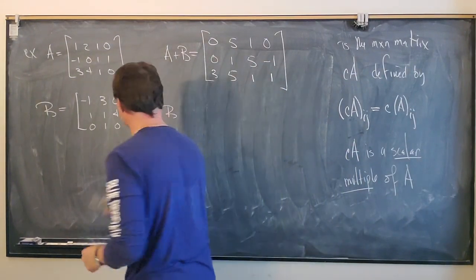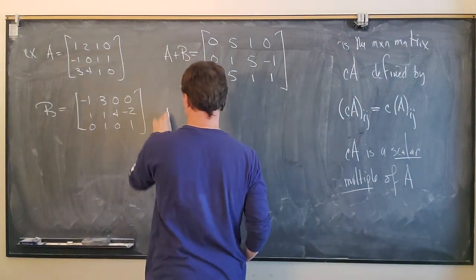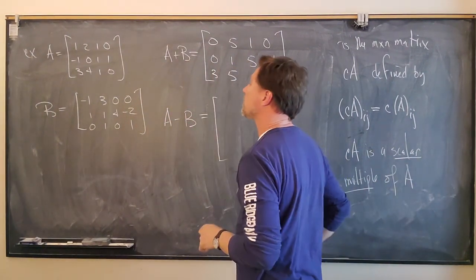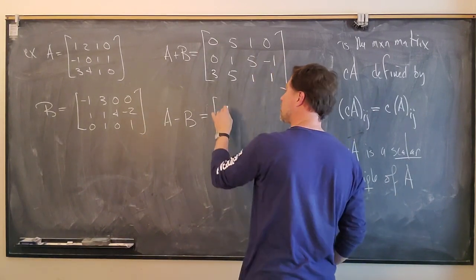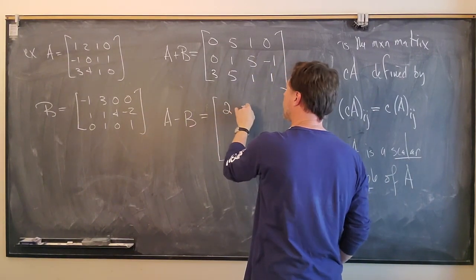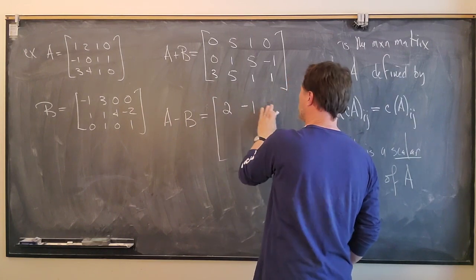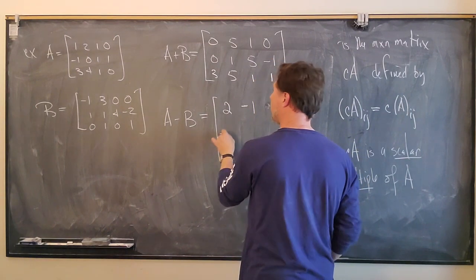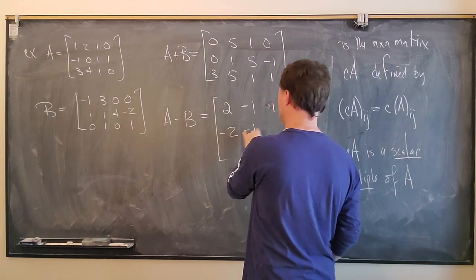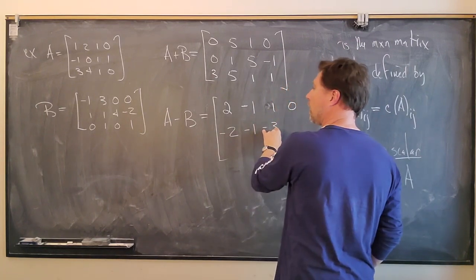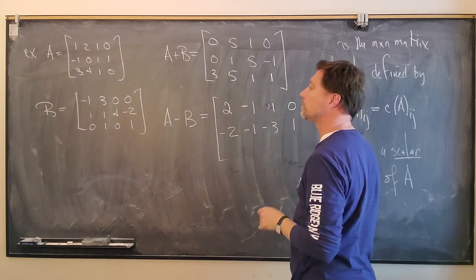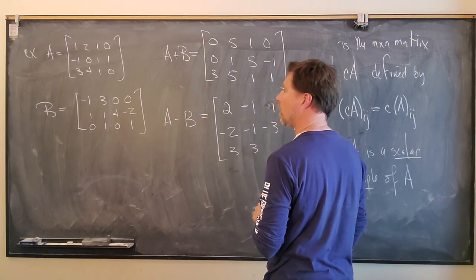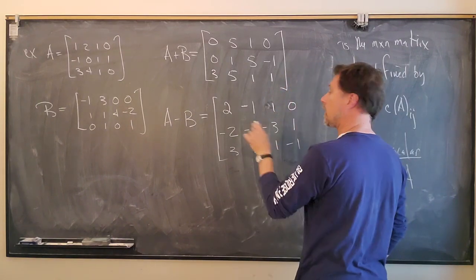Nope. I want to do A minus B. So now I'm going to subtract entries. So we'll have 1 minus negative 1 is a 2. Negative 1, 1, 0. Minus 1, that'll be a negative 2, negative 1, negative 3. 1 minus negative 2, so that'll be a positive 1. Then we'll have 3, 3, 1, and negative 1.